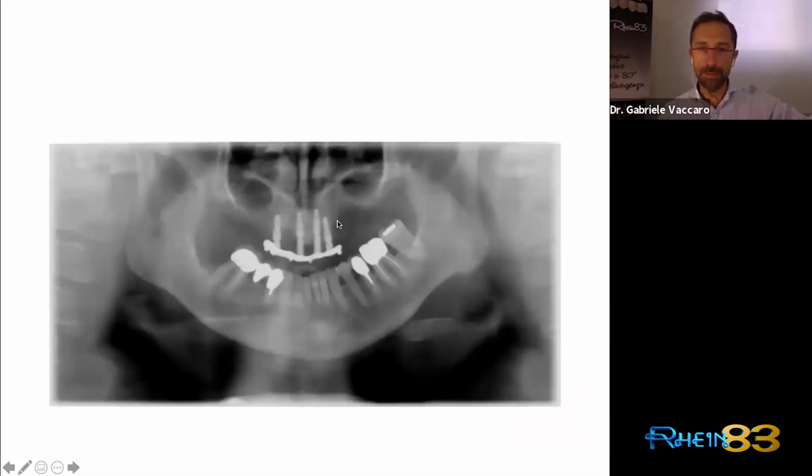So as you can see, after the healing, very little bone remained to put an implant here, and this was the place where there was the root with the clamp. With this, I end my presentation.